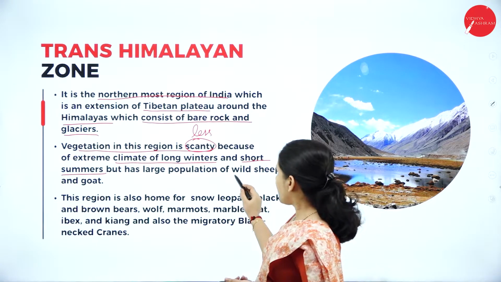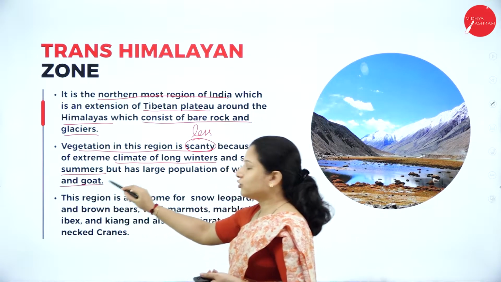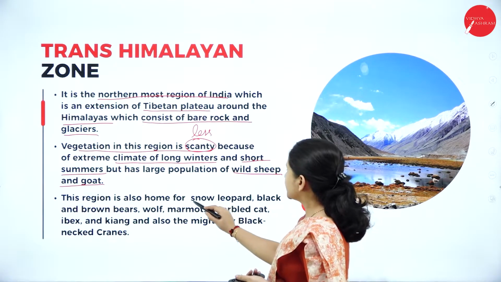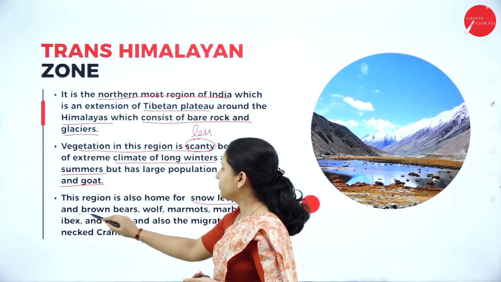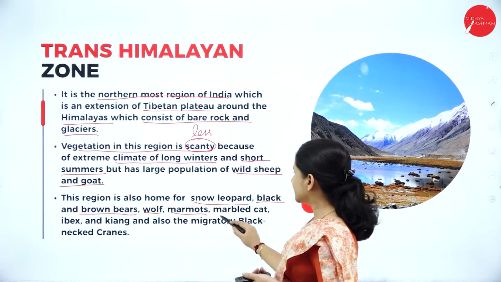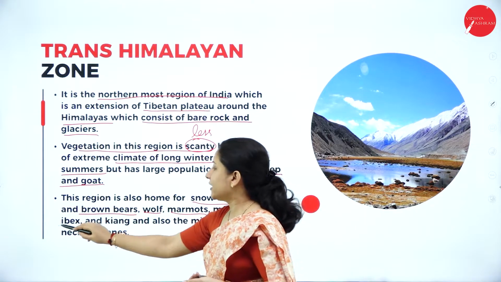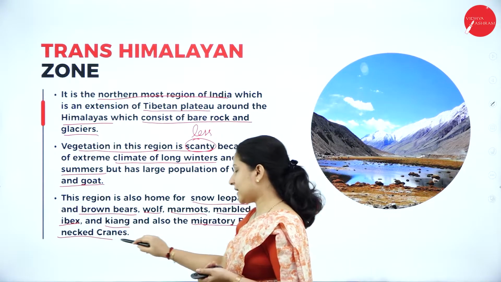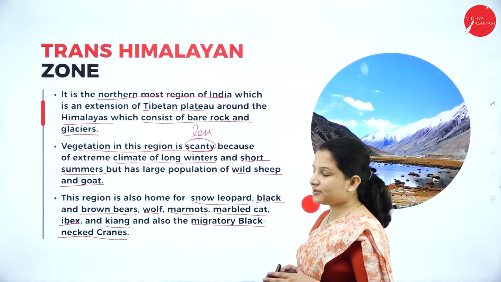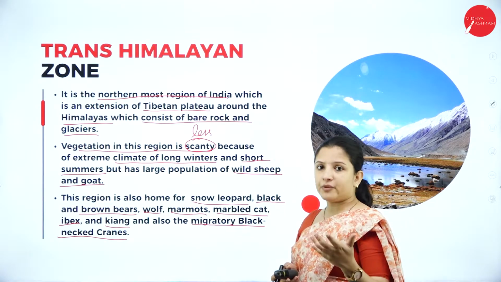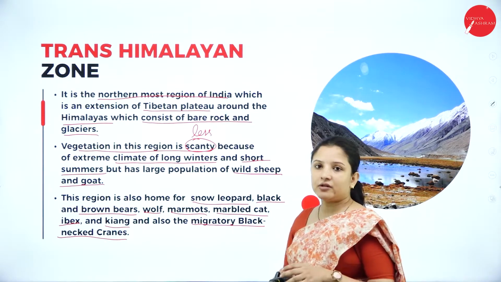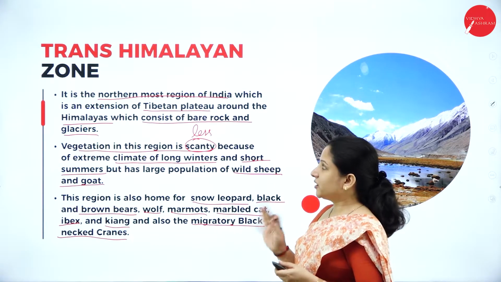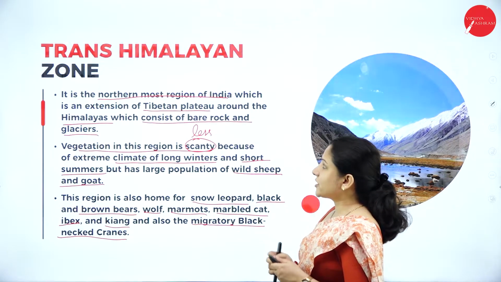But it has a large population of wild sheep and goat. This region is also home to the snow leopard, black and brown bears, wolves, marmots, marbled cat, then the ibex, the kiang, and also some migratory black-necked cranes. But the majority, the large population, is wild sheep and goat. And vegetation is very scanty in this particular zone. So this is about the Trans-Himalayan zone.